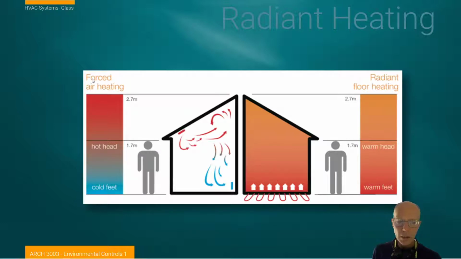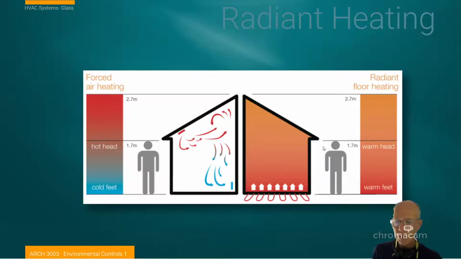So here we have this idea, we've just discussed this idea of a furnace that blows air around. What happens is hot air typically likes to rise, so we get this temperature gradient from the head down to the feet. Our feet feel cold, our head feels hot. We're not necessarily as comfortable as we can be in the environment.